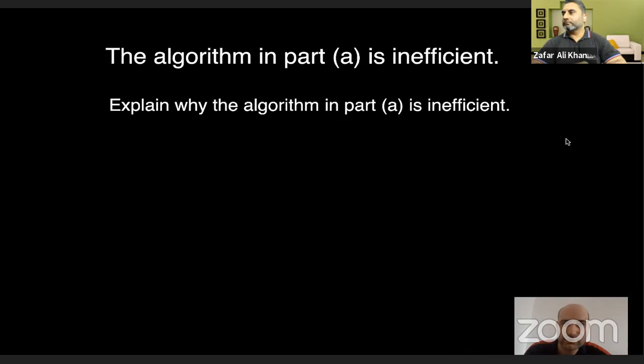So the algorithm in part A is inefficient. Explain why the algorithm in part A is inefficient. Please note, the key word here is explain. We're not after code, we're after an explanation.